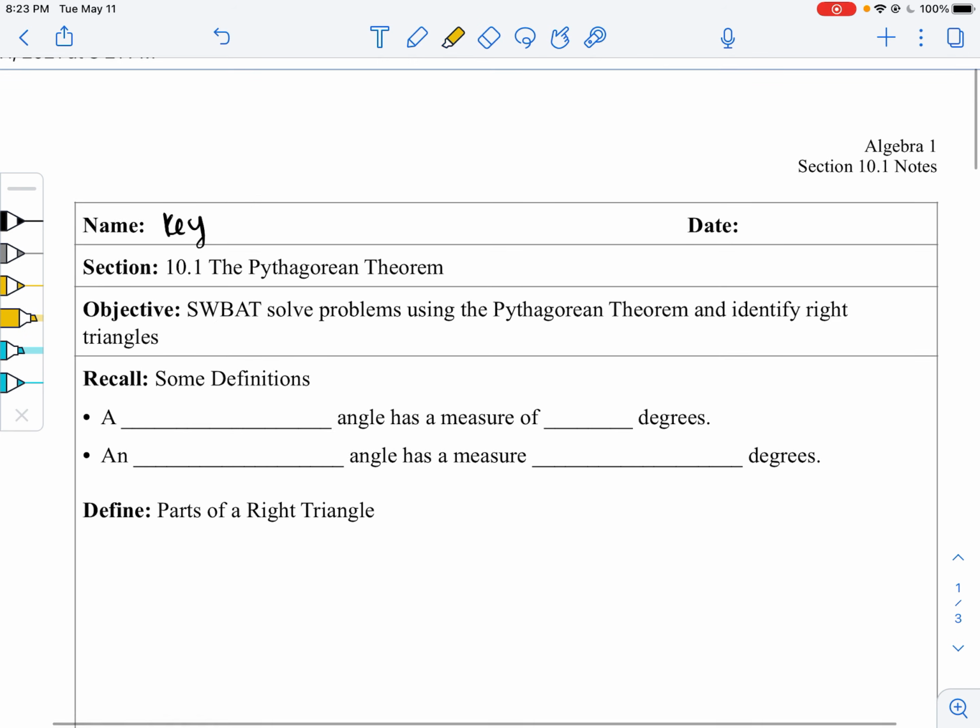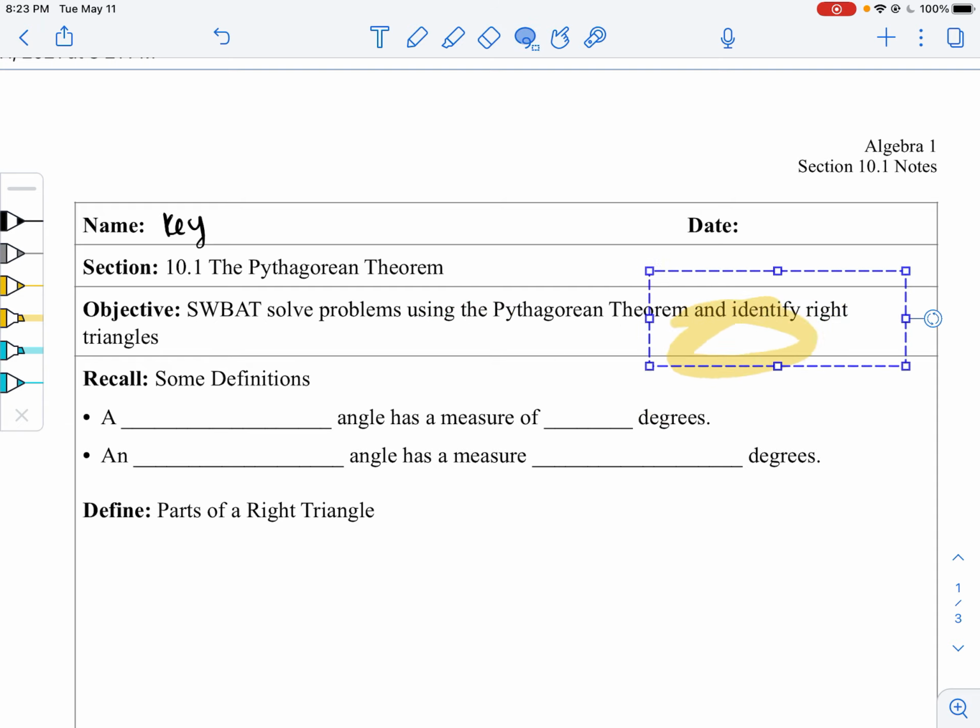I hope you're feeling all right, because by the end of the day you will be able to solve problems using the Pythagorean Theorem and to identify right triangles. Let's get started by recalling some definitions.